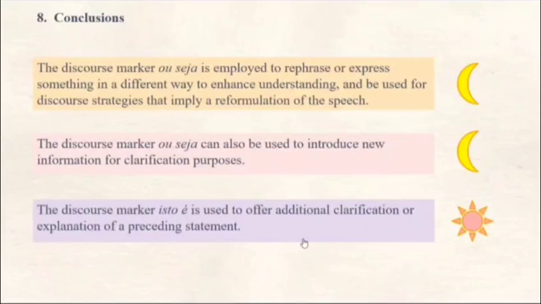The discourse marker isto é is used to offer additional clarification or explanation of a preceding statement. This technique enhances logical coherence and overall text readability. In summary, the utilization of isto é and Yi Zhu Shi Shuo in these contexts aims to improve clarity, ensuring that the reader precisely grasps the author's intended message.